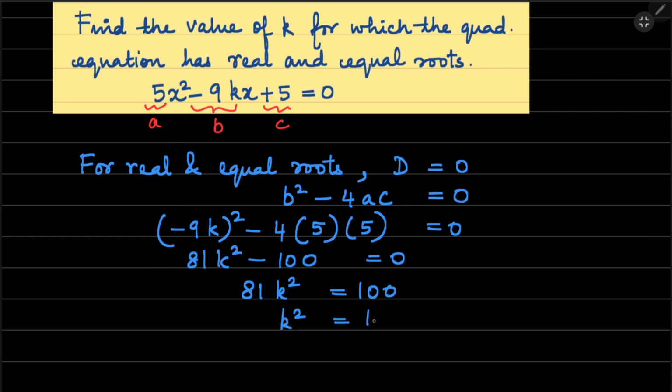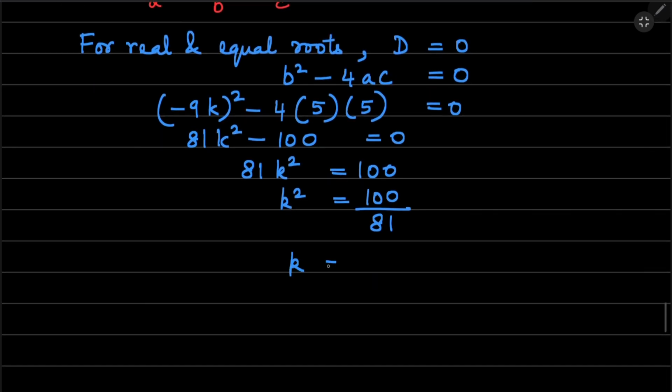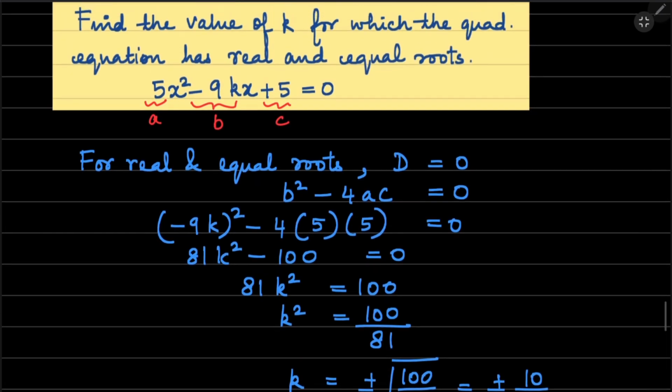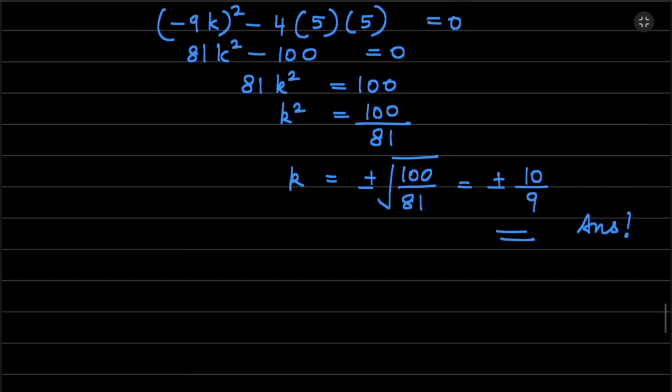K square is nothing but 100 divided by 81. Or you can write k is equal to plus or minus square root of 100 by 81, which is plus or minus 10 by 9. So it can either be plus 10 by 9 or minus 10 by 9. So that's your answer. Always remember, for real and equal roots, the discriminant is equal to 0. Let's do another question.